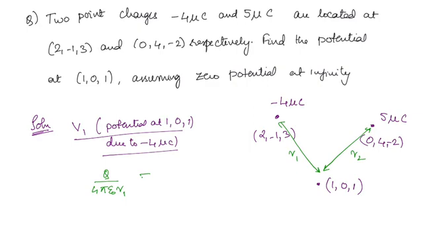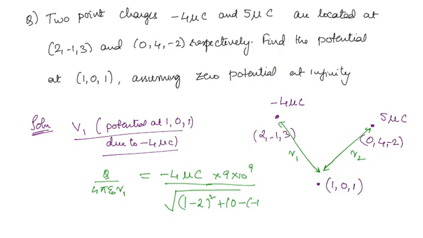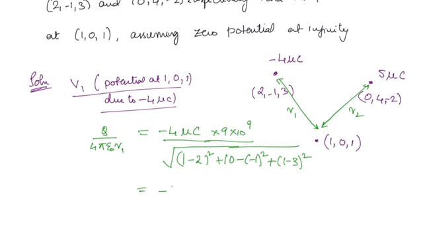So what is Q here? It is given, minus 4 microcoulomb, and 1 by 4 pi epsilon naught is 9 into 10 to the power 9, divided by the distance R1. R1 will be the square root of (1 minus 2) whole square plus (0 minus of minus 1) whole square plus (1 minus 3) whole square. If you calculate this, you are going to get minus 14.696 kilovolt, into 10 to the power 3 volt. So this is V1.